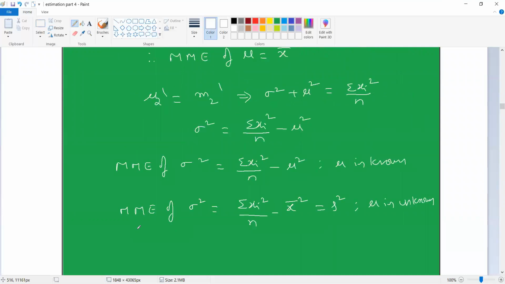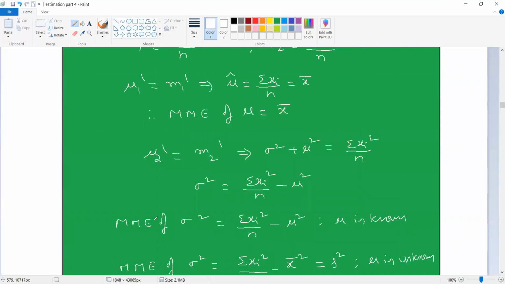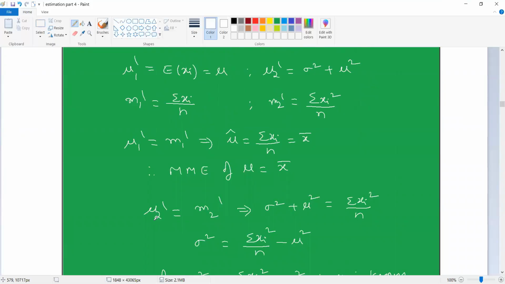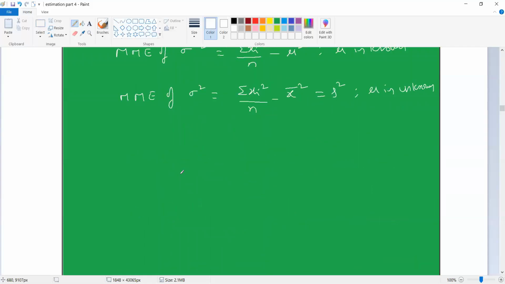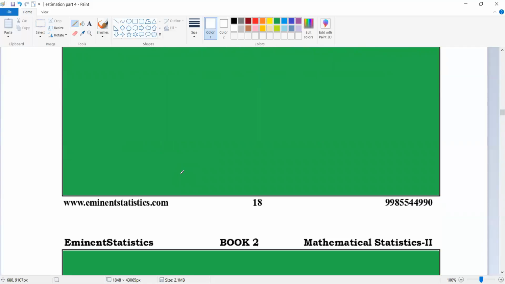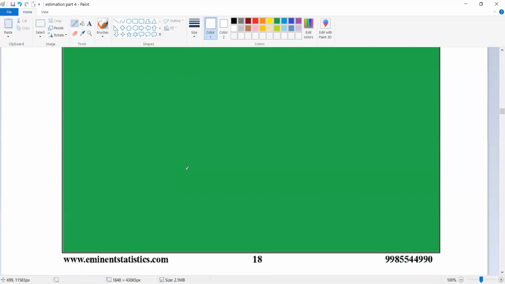So method of moments estimators, definition, concept, procedure, important properties, and also live examples are explained. So the second method of estimation is over. Third one is the least square method, but least square method is already explained in the curve fitting chapter. Refer to the curve fitting video lessons.